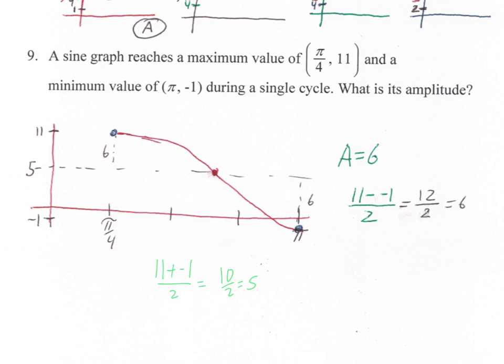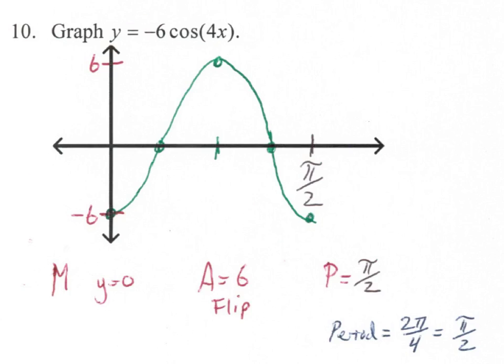It is a little confusing. One subtracts, one adds. This one's averaging. This one's trying to find the distance between 11 and negative 1, and that comes with subtracting. And the reason, again, for the divide by 2 is the highest to lowest is a 12 length, and half of that 12 length would be 6, which is your amplitude.